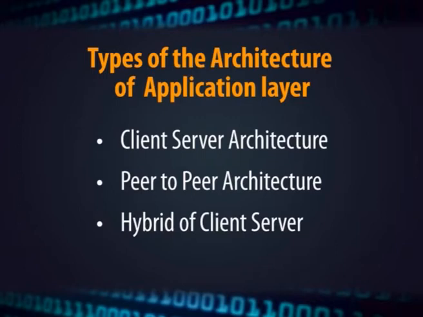When accessing information on a device, the data may not be physically stored on that device. If that is the case, a request must be made to the device where the data resides. The architecture of the application layer has different types, mainly client-server architecture, peer-to-peer architecture, and a hybrid of client-server and peer-to-peer.